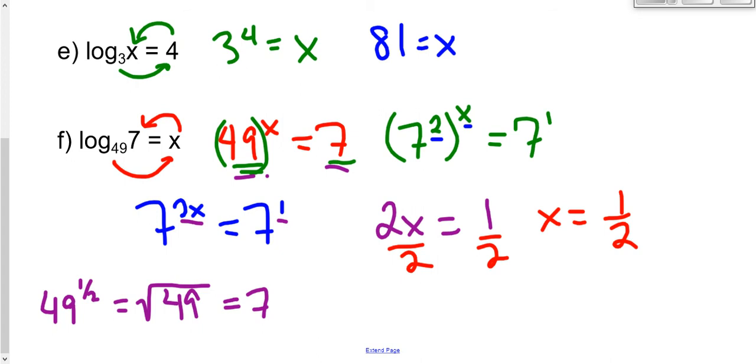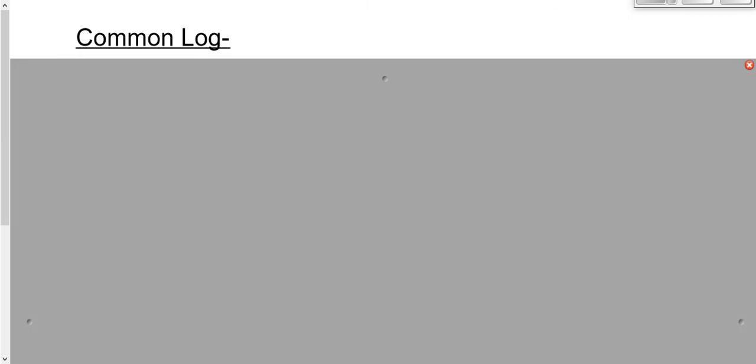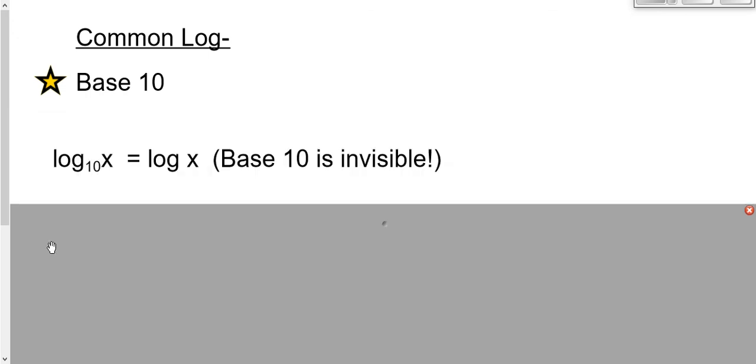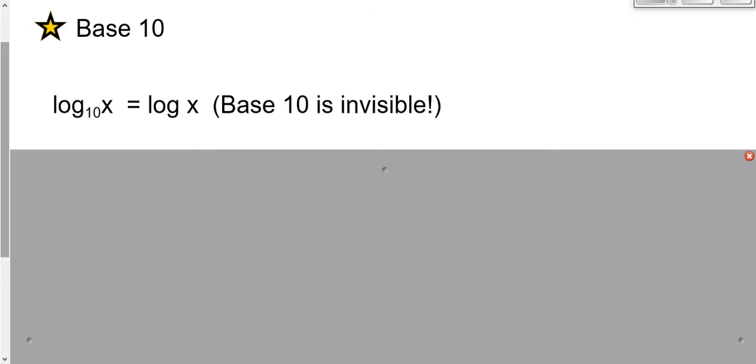We have a couple more things to talk about. Let's go ahead and take a peek at a common logarithm. A common log is a log with base 10. Now, a base 10 can turn invisible. So you're going to see log base 10 of x written as just log x, because the base 10 can just turn invisible. So if you don't see a base on your logarithm, that's because it's base 10. And when we have base 10, we can actually use our calculators to find solutions to these log problems. The calculator can let you plug in base 10.